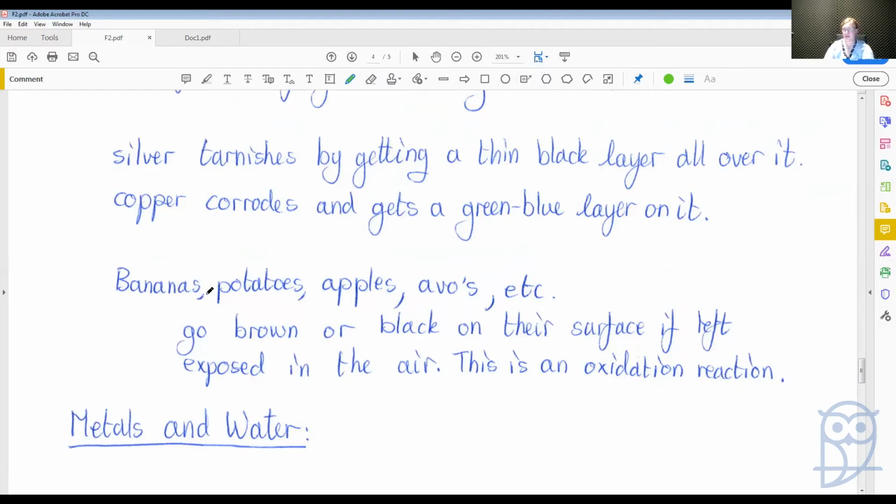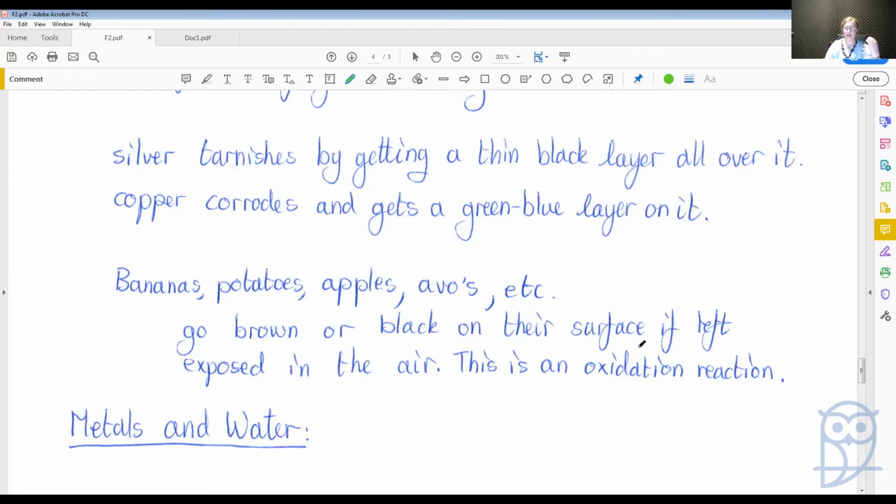So some fruits and vegetables that we get, for example, bananas, potatoes, apples, avos, all of these things, if you cut them open and you leave them out in the air, they tend to go brown or black on their surface. And this is an oxidation reaction. If you want to prevent this kind of reaction taking place, you can take a little bit of lemon juice and put it over your bananas or potatoes or apples or whatever you're using, and that will coat it in a thin layer, and that will prevent your actual apple or something from touching the air and forming this oxidation reaction.